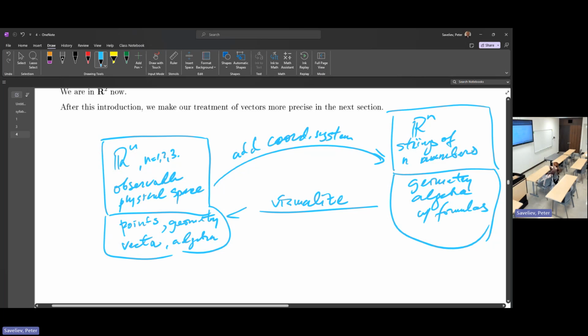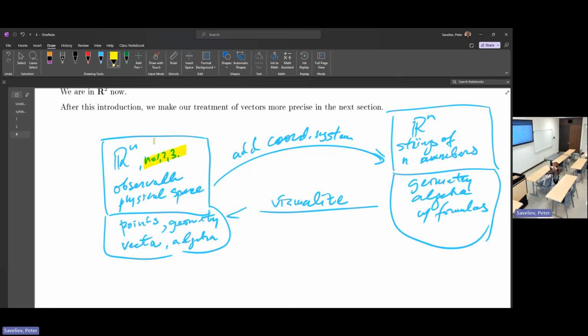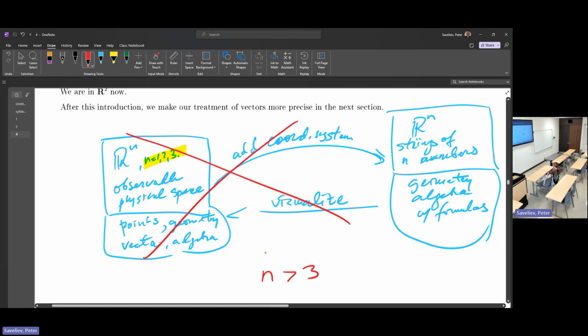Naturally, once again, this only works for n equal to 1 to 3. Once n goes beyond 3, what happens? Well, this is gone. Okay, so this is gone, and for n larger than 3, we're stuck with what's on the right.